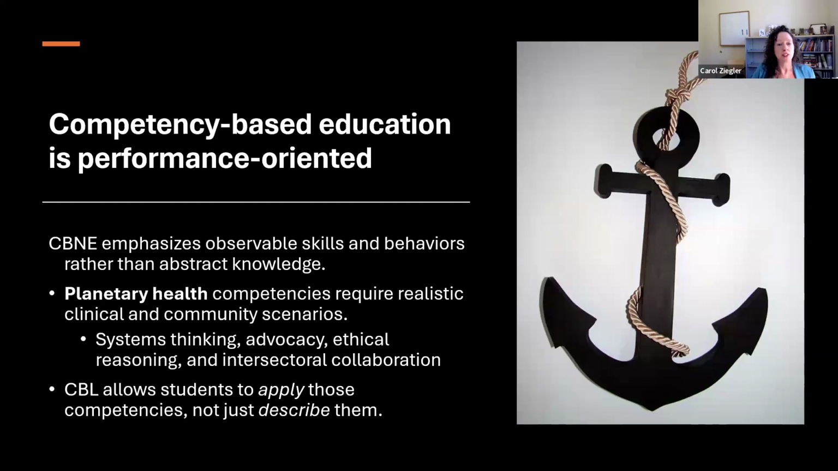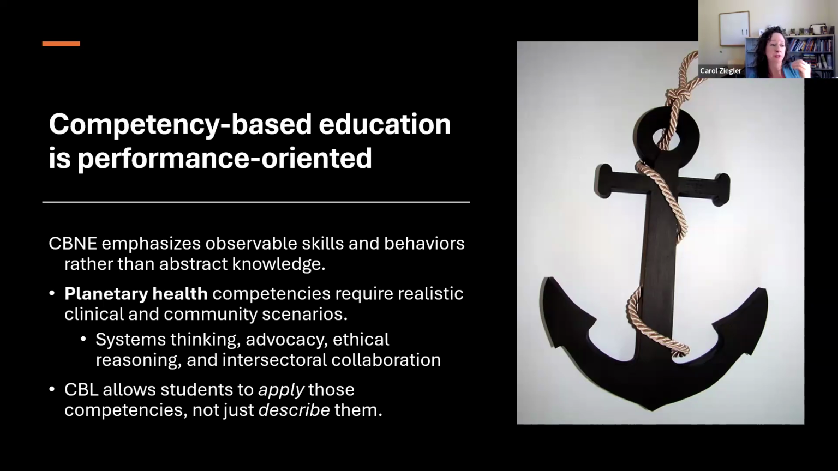So the cases are anchored in competencies in real practice. For example, the case that we use is going to look at asthma: managing an asthma exacerbation in a child exposed to poor air quality. That really requires linking clinical care, environmental determinants, and advocacy roles that have an impact.